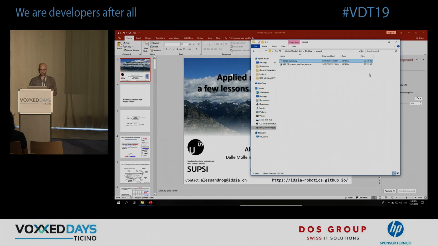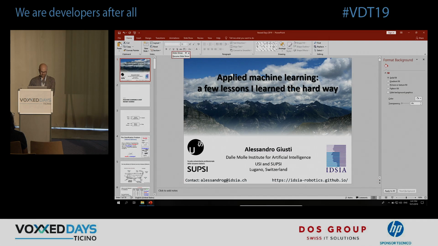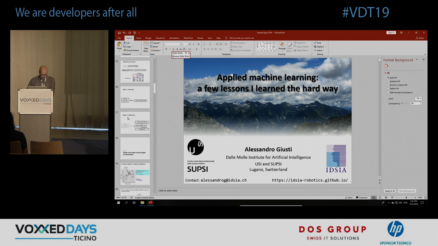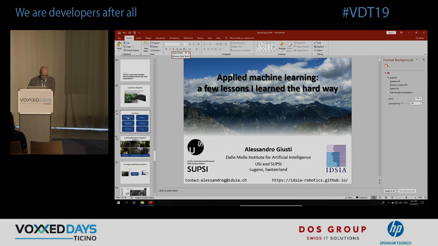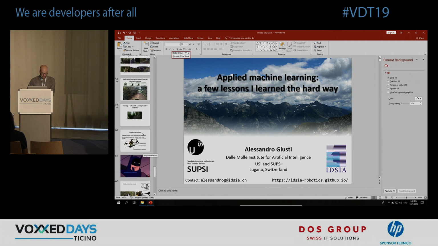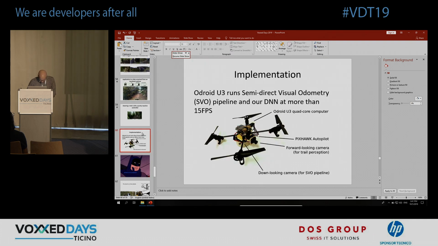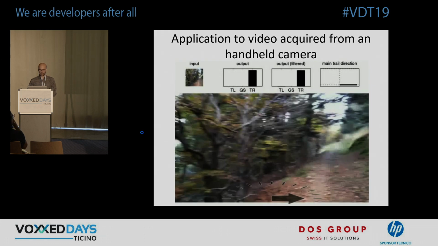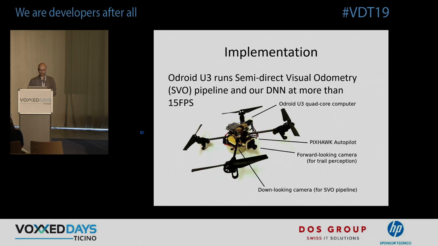And that was interesting, that was the result that we expected. But there is a problem, actually. Yes, so this was the drone from the University of Zurich in which we put this neural network.